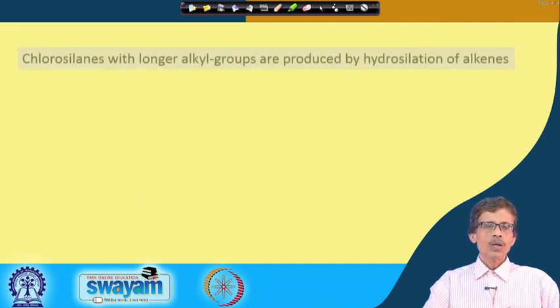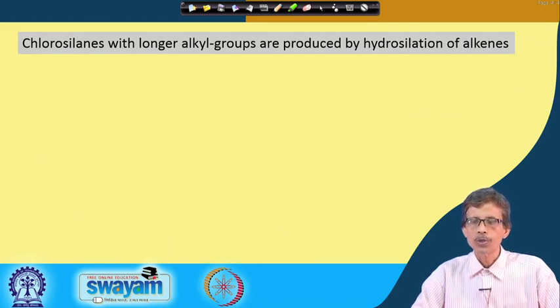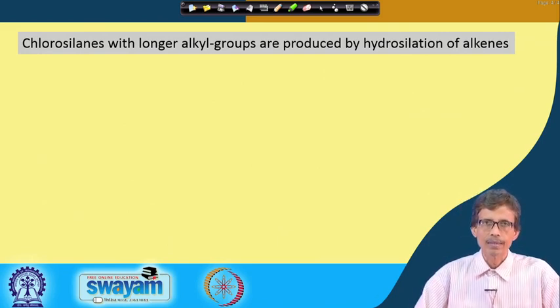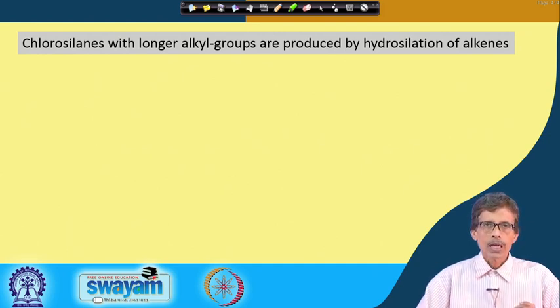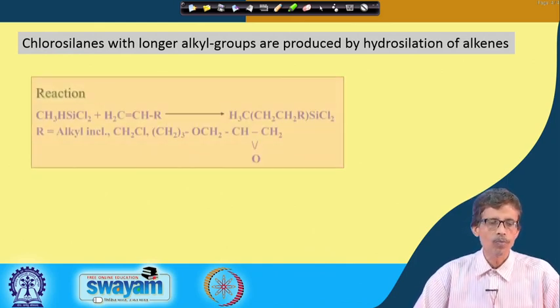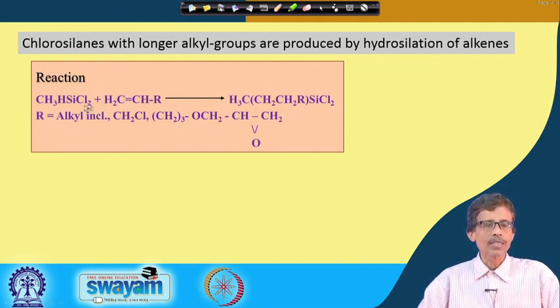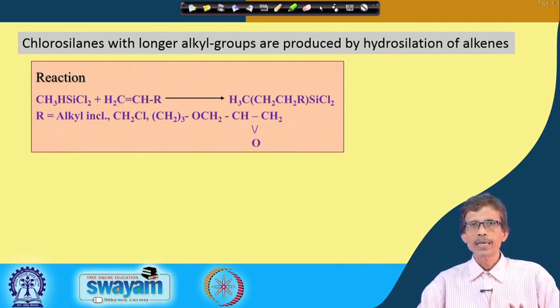Chlorosilanes with longer alkyl groups are produced by hydrosilation of alkenes. So, another category is how you get alkylchlorosilanes: from simple chlorosilanes through the hydrosilation reaction of the typical alkene. At one end we have the typical alkene function, that means you have a double-bonded CH2 group, which is nothing but your alkene material.